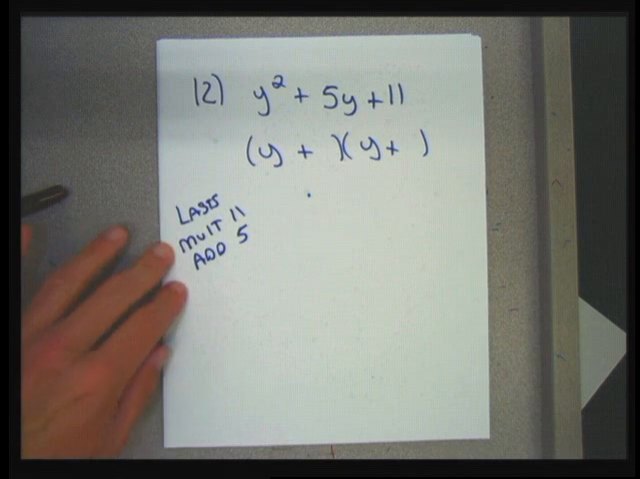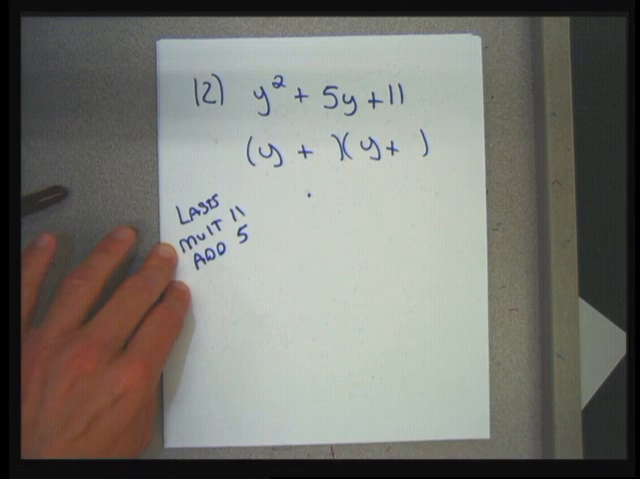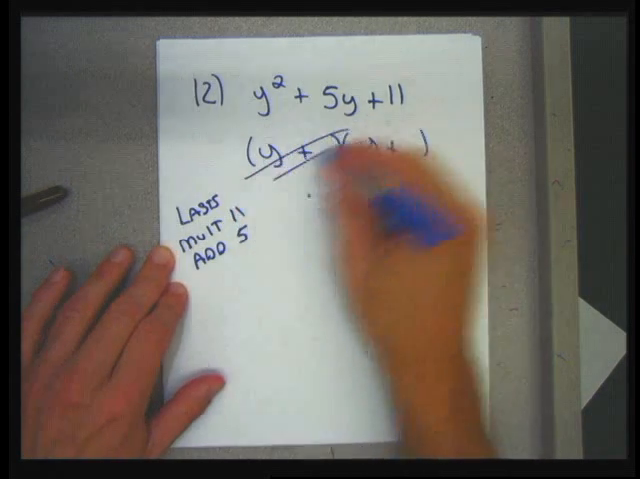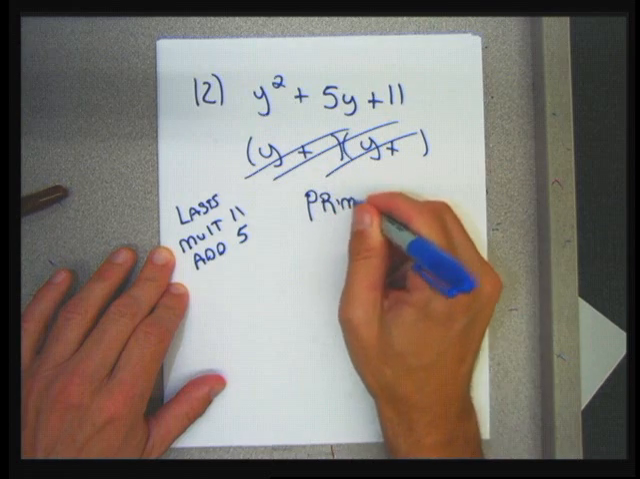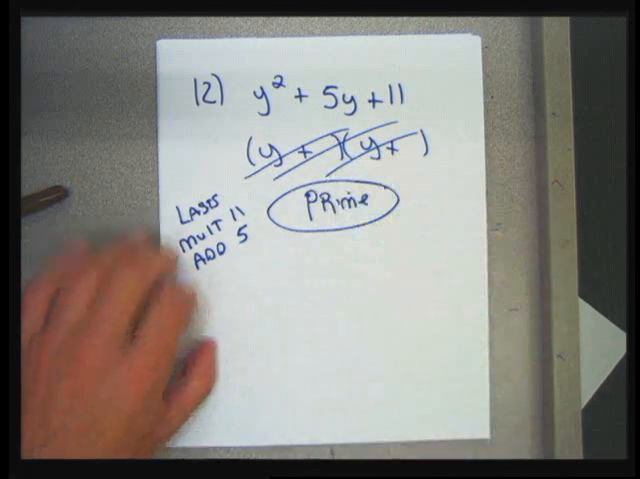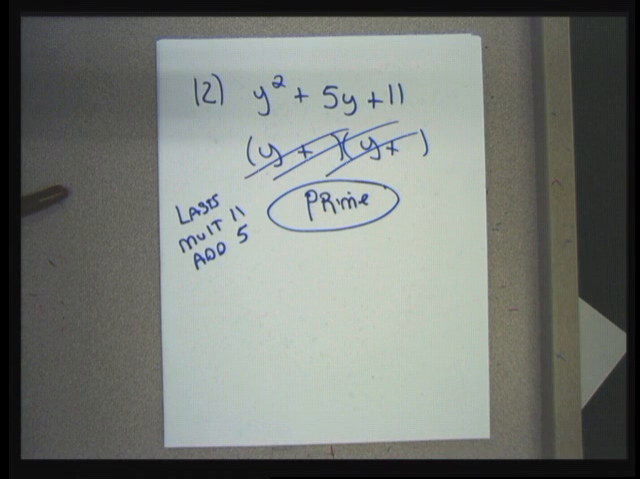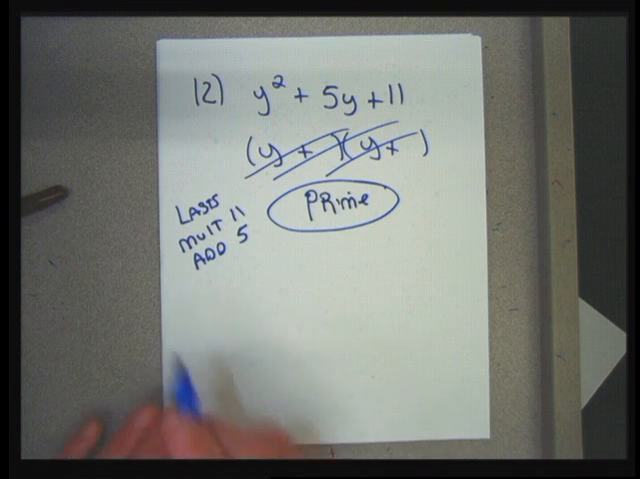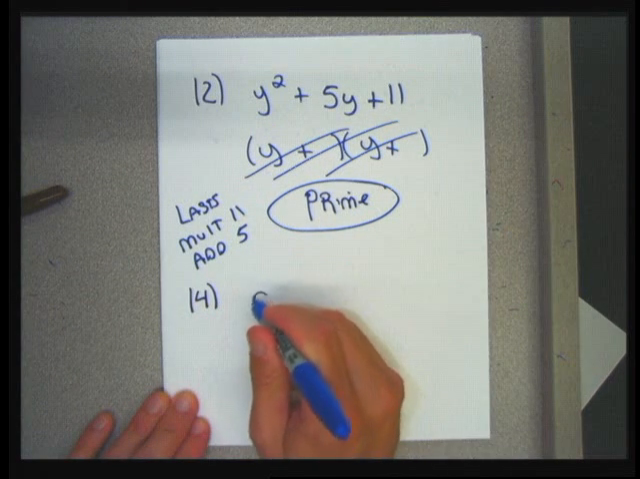The only numbers that multiply to 11 are 11 and 1. The 11 and 1 add to 12, not 5. This isn't going to factor. It's not possible. When you can't find a pair of numbers that do what the lasts need to do, you call it prime, because there aren't two numbers that simultaneously multiply to 11 and add to 5. It's just not factorable. So that's called a prime polynomial, a prime trinomial.